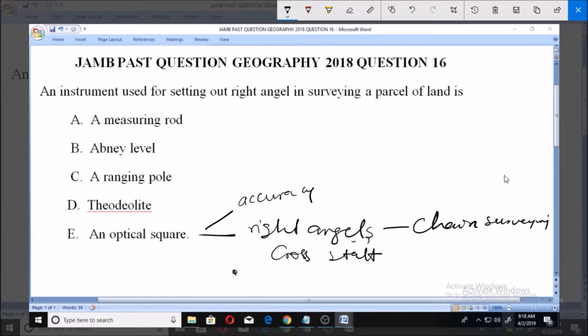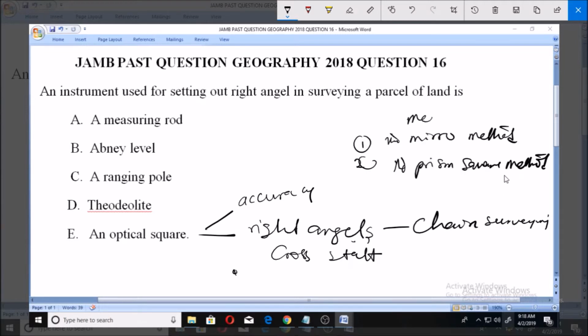Now there are two methods of using it. You can use the mirror method and the prism method. So you can actually explore the two methods of using it, which are, number one, the mirror method, and number two, the prism square method. So these are the two ways of using the optical square. So optical square is the right answer to this, and that's why we're picking it.